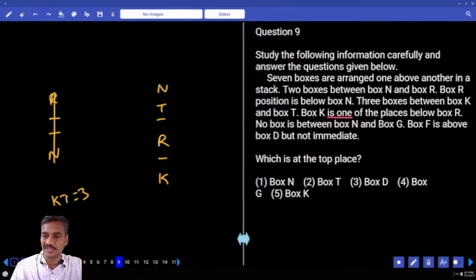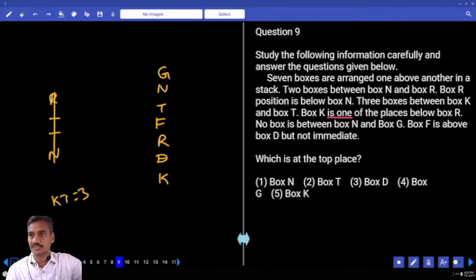No box is between N and G. N and G, there is no box here. Hence G must be at the top. 1, 2, 3, 4, 5, 6, 7. F is above D. Now this is F and that is above D. Now D is done with this. Now this is about question numbers 9 to 12.